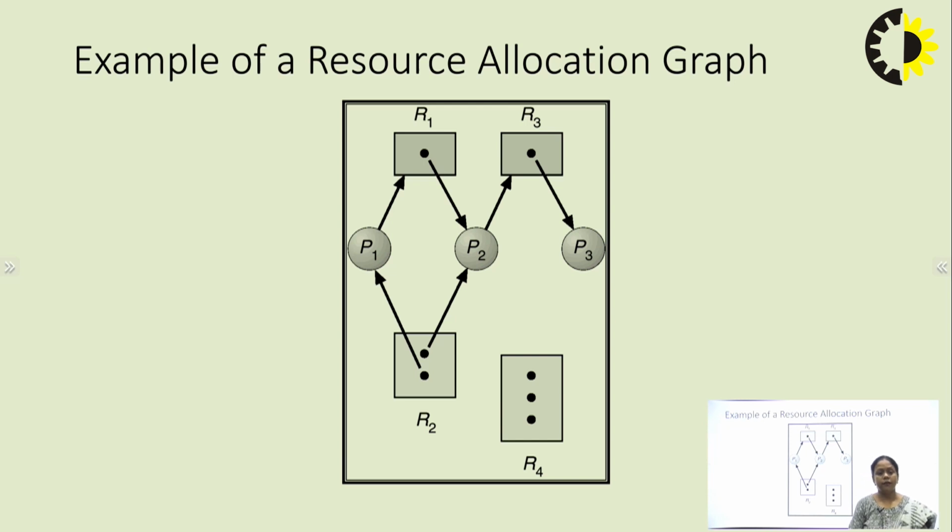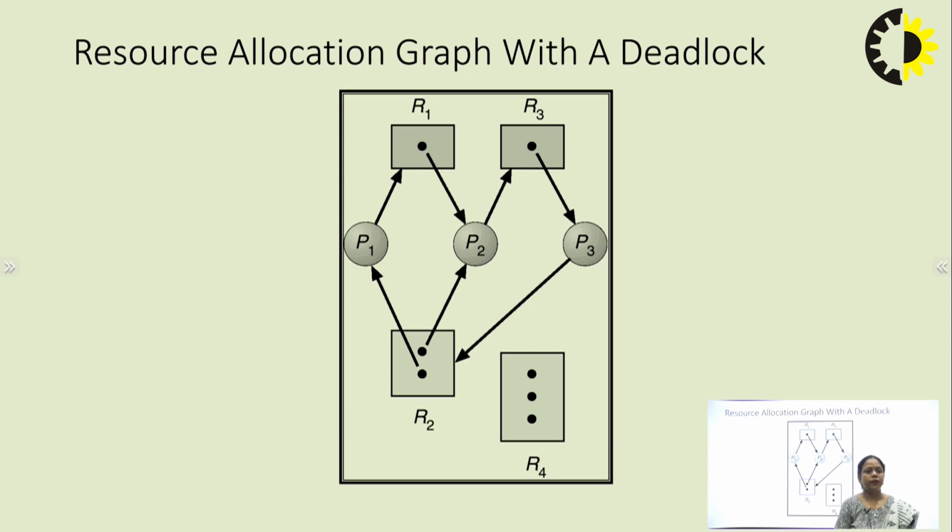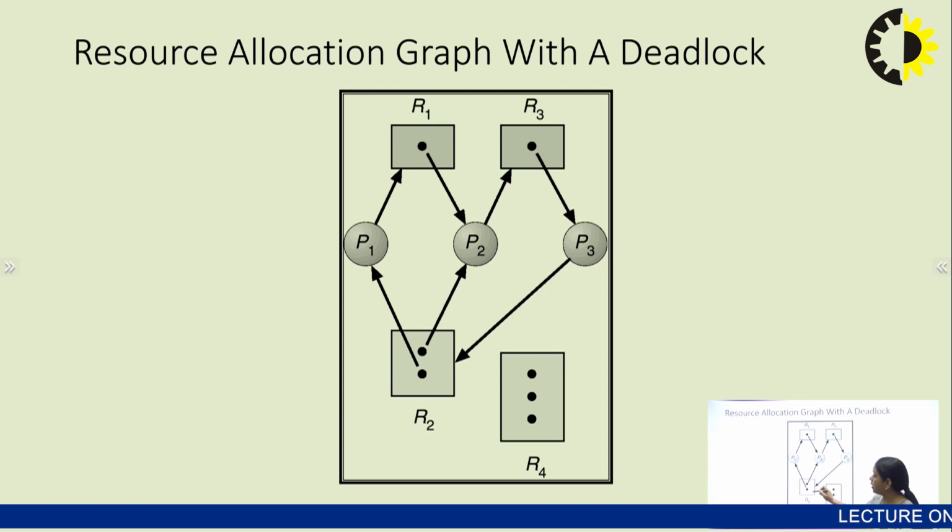Now, how can we find deadlocks with the help of a resource allocation graph? We have to check for cycles in the graph. If we find a cycle in the resource allocation graph, then we can say there can be a condition of deadlock. You can see here, this is the next example, a resource allocation graph with a deadlock. Now P3 is again requesting the R2 resource, which is not allocated to P1 and P2 at this time. Then you can see here we have a cycle.